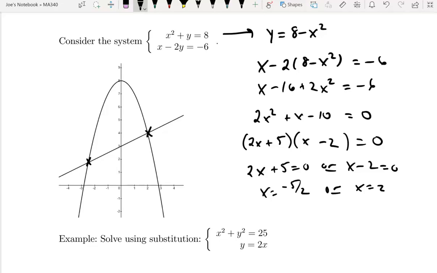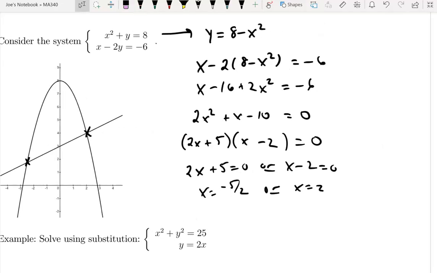Not quite done, almost done. These give us the x coordinates of these 2 points, right? How do we find the y coordinates? Yeah, going back into that first equation where we have y equals 8 minus x squared, right? Just take your x's and plug them back into that first equation. That'll give us our y's.